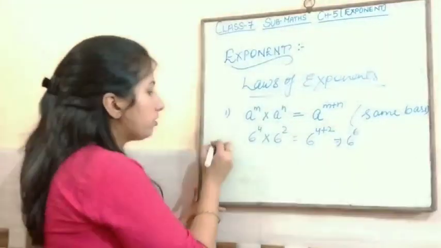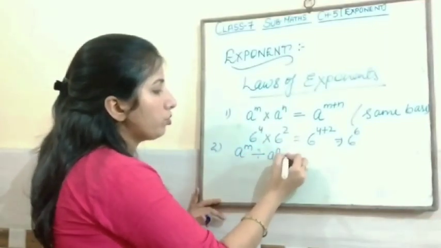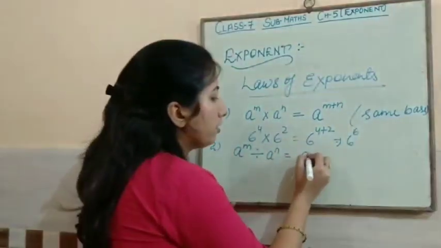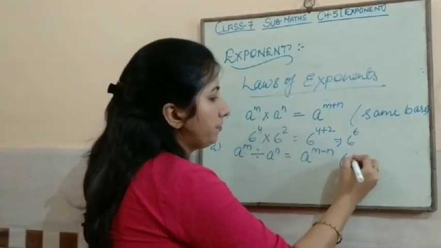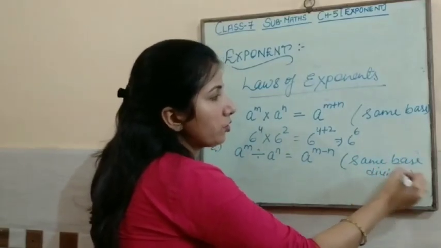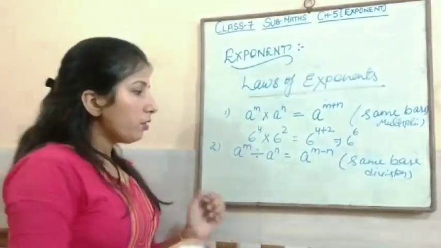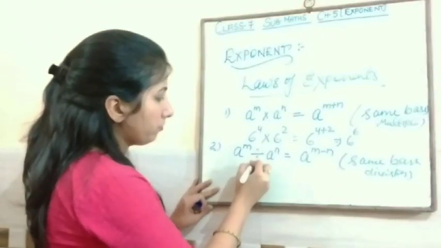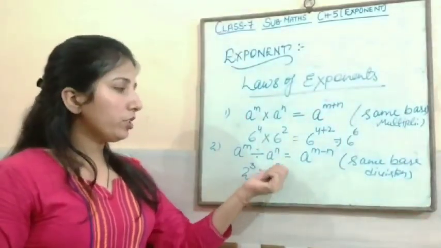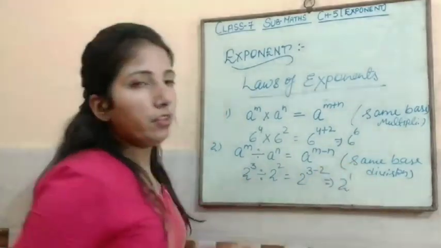Clear? Second law is a to the power m divided by a to the power n. If bases are the same and in division, the powers will be subtracted. That is a raised to the power m minus n. Same base in division, and this was in multiplication. One more example of this. 2 raised to the power 3 divided by 2 raised to the power 2. So this will be 2 raised to the power 3 minus 2. So the answer is 2 raised to the power 1.